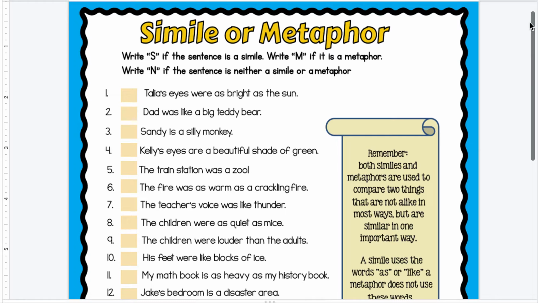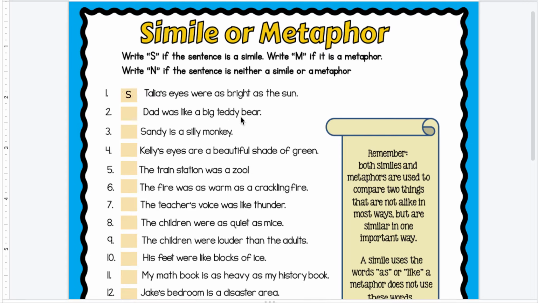So let's see. Talia's eyes were as bright as the sun. Well, I know that I'm using the word as. Is it a simile? Is it comparing two unlike things? It's comparing Talia's eyes to the sun because they're both bright. That's very similar to the simile we had above where it said that they shone like the sun. So this would be a simile.